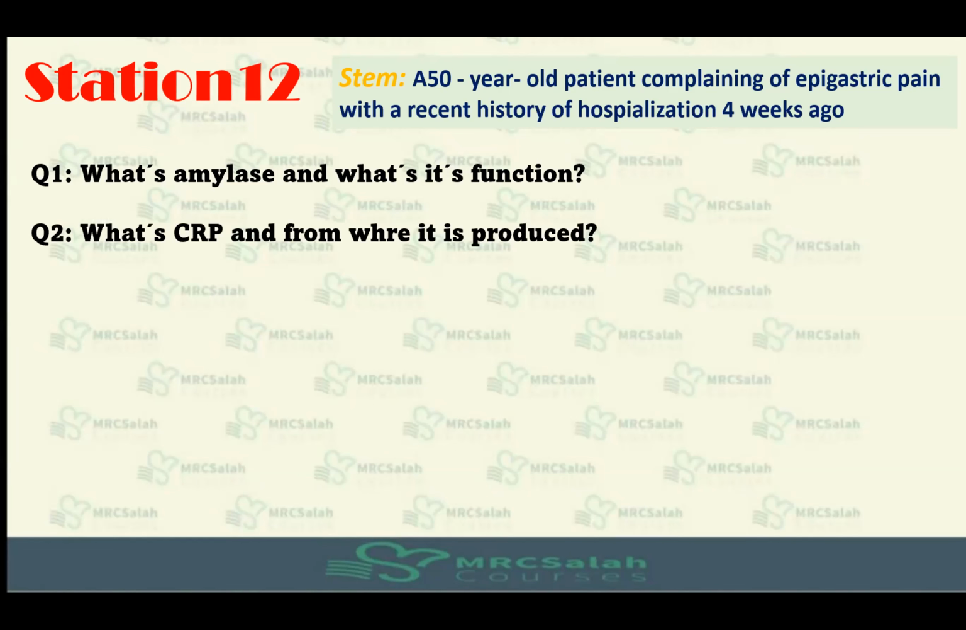So can you please tell me what CRP is and where it is produced? Yes, CRP is the C-reactive protein. It is produced by the liver in the acute phase of inflammation. Is it specific to any disease? Not specific for any disease, but in general it indicates there is inflammation in the body. And it's used to follow the progression and the flaring of the disease. This is very important.